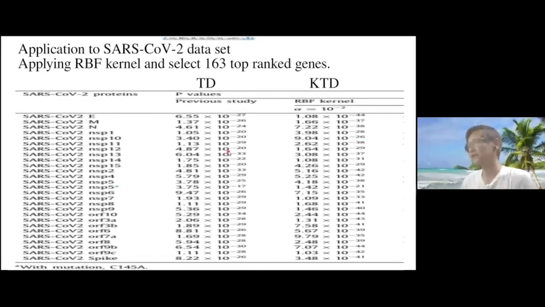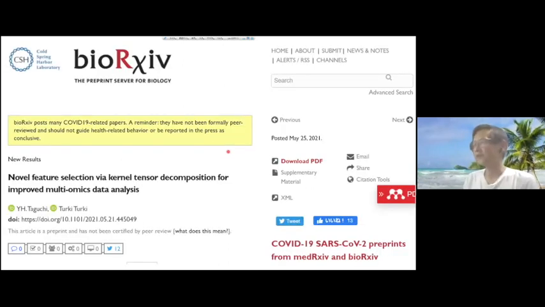So kernelized can improve the selection of human genes, which is more coincident with the human genes known to interact with the SARS-CoV-2 protein when infection takes place. Finally, I would like to apply this strategy, the integration, to the multi-omics dataset. This is published in this preprint.